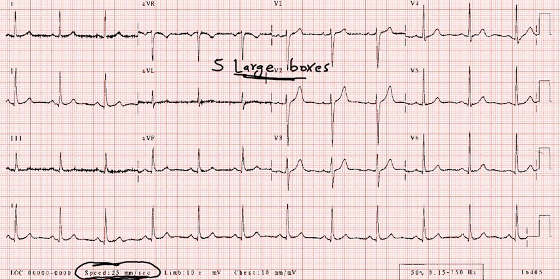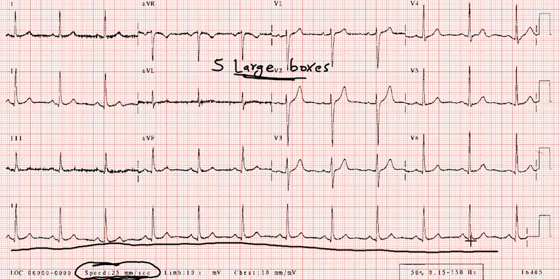Got it? Now look at this whole thing, from this point to this point. This is a 10-second strip and we call it the rhythm strip. Always make it your habit to calculate the heart rate and determine the rhythm in this 10-second strip, the rhythm strip.